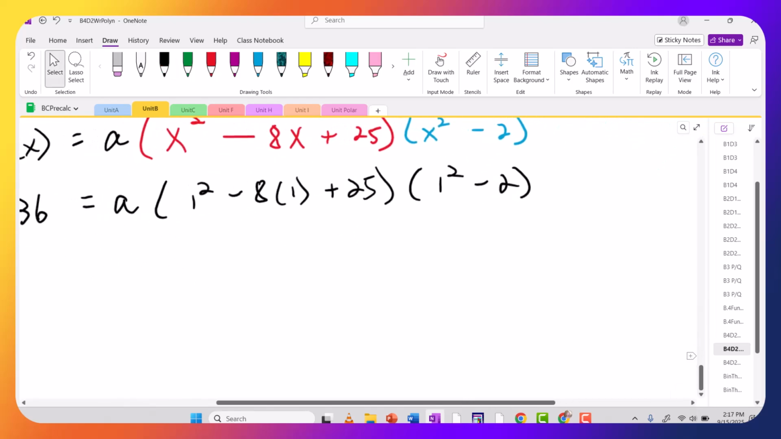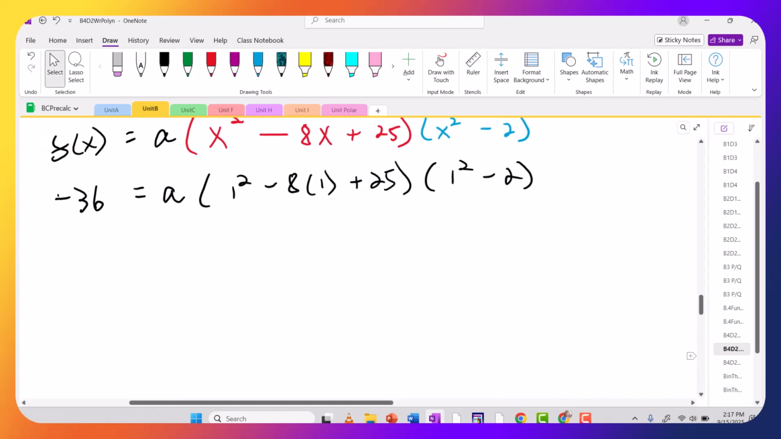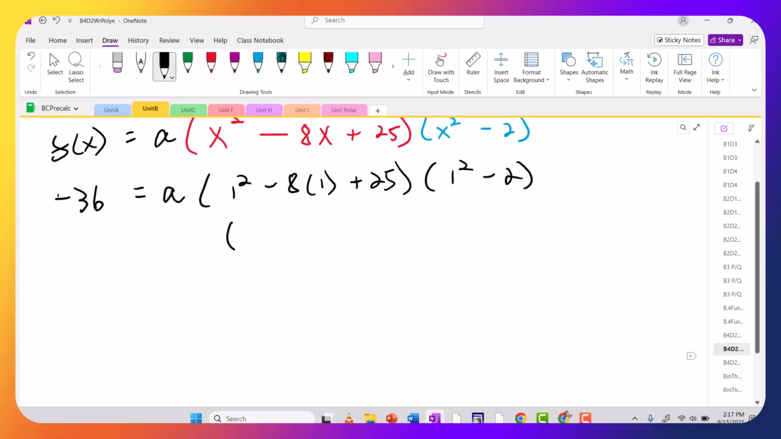So input, say it. This is negative 7. Is this 18? Right? Isn't that 18 in there? And then this is negative 1. That's not too bad. Negative 36. So I'm going to divide by negative 18 to get A equals 2.